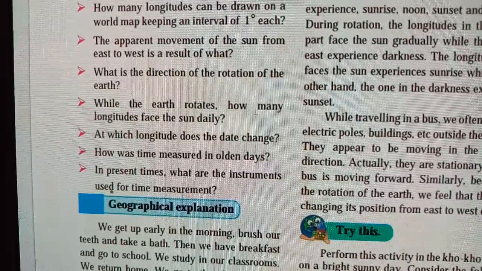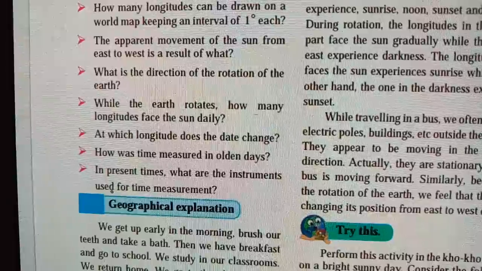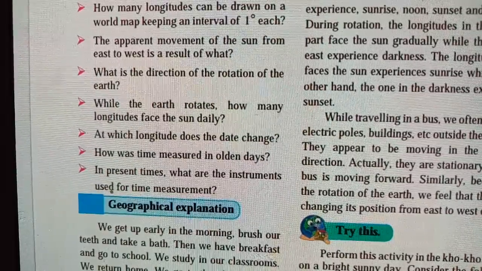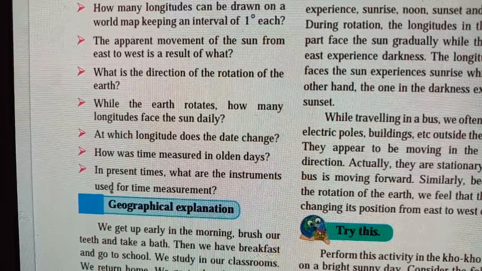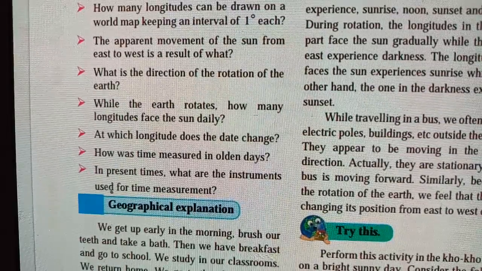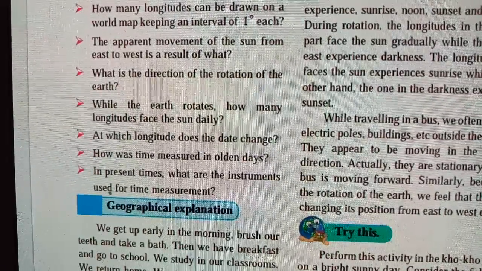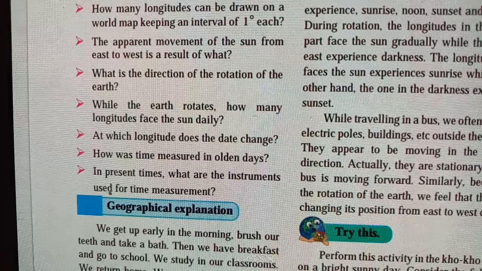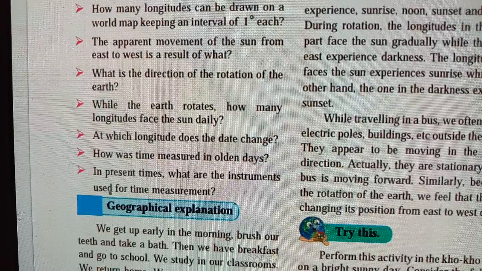Now we will come to the geographical explanation of local time and standard time. Let us discuss. We get up early in the morning, brush our teeth and take a bath. This is common information they have given us. For example, when you wake up in the morning and come to school, before that you brush your teeth and have a bath, and only then do you come to school.